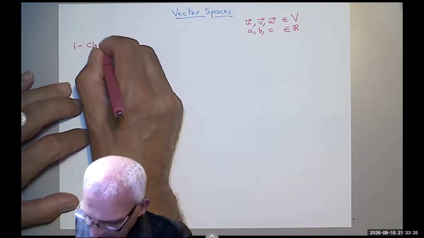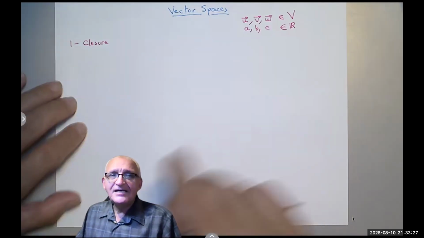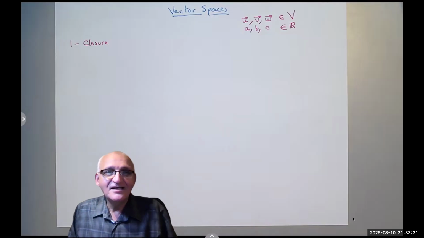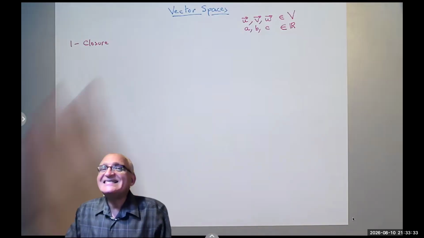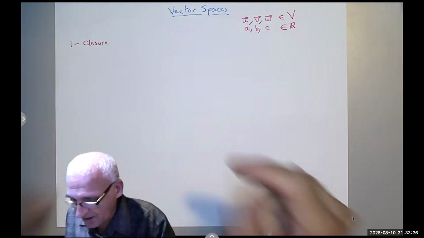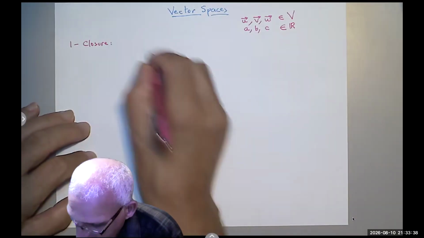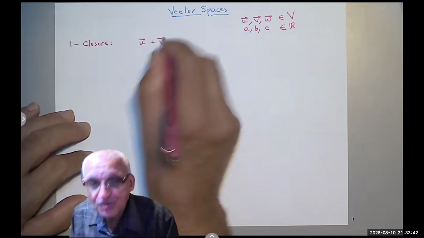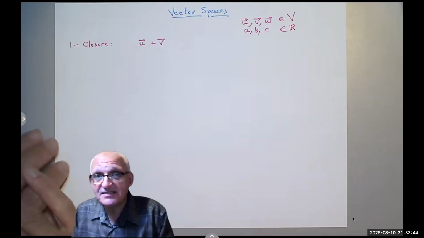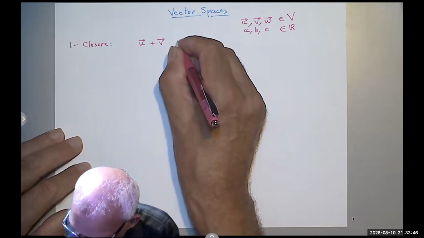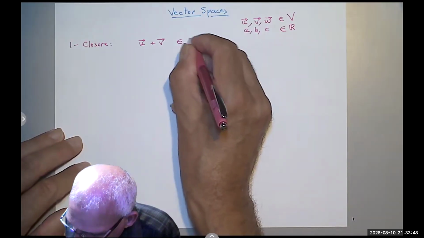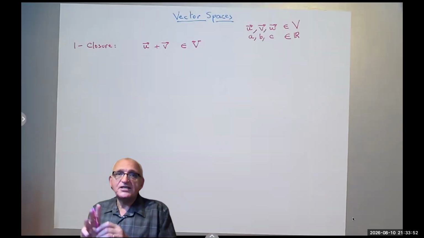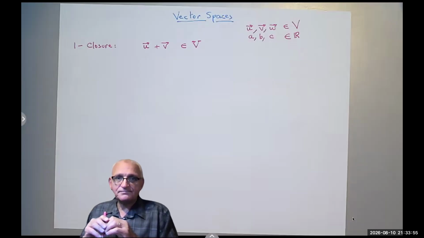Closure, what does that closure mean? It means like you are imprisoned, okay? No matter what you do, you cannot escape out of the vector space. So if I say u plus v, if I add two vectors in the vector space, they have to still be in the vector space. If they don't, then it cannot be considered a vector space.